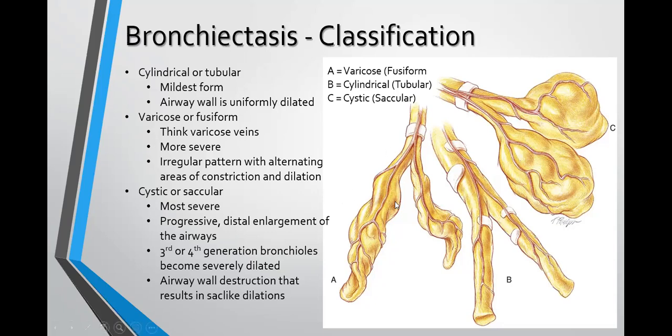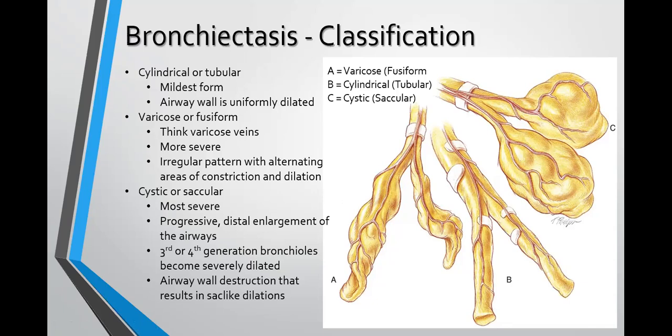All right, so look at this one. Varicose. Look how it just looks nasty, right? That is the most severe form of bronchiectasis. So if they ask, what's the most severe form of bronchiectasis? You would say varicose or fusiform. If I ask, what's the mildest form? You would say cylindrical or tubular.